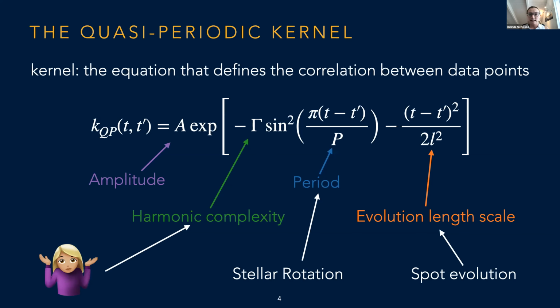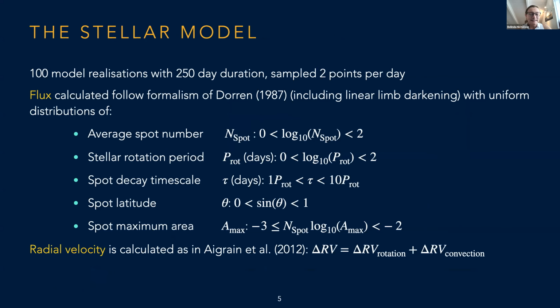So to answer these questions, we need a nice stellar model where we know what the answers are, so that we can compare with what we get out at the other end of our GP. For this experiment, we've taken a stellar model. We've got 100 of these mock light curves and radial velocity data sets that span 250 days and are sampled twice per day. We have flux calculated by the formalism of Dorren 1987. It includes a term of linear limb darkening, so it's a fairly simple but not too unrealistic stellar model.